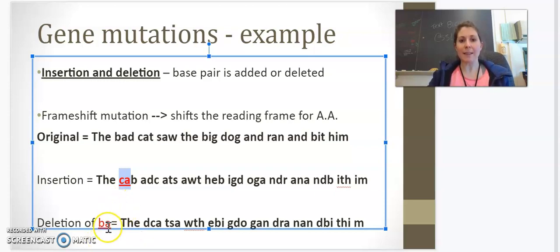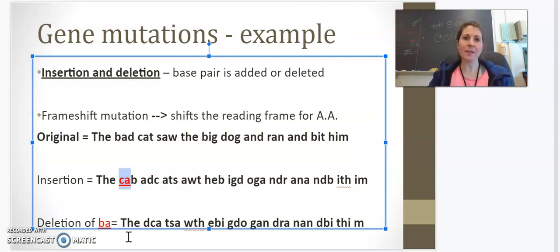Now, if you delete some letters, so now if you delete the BA, now you can only read the, and everything after the deletion is a jumbled mess. So frame shift mutations make everything a mess, and the protein now won't function like it's supposed to.